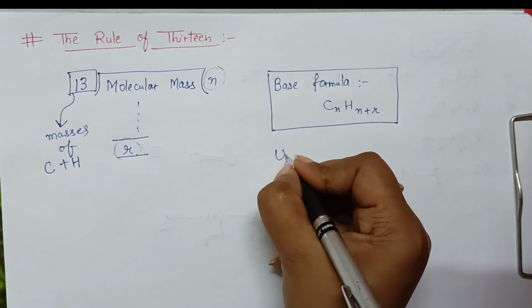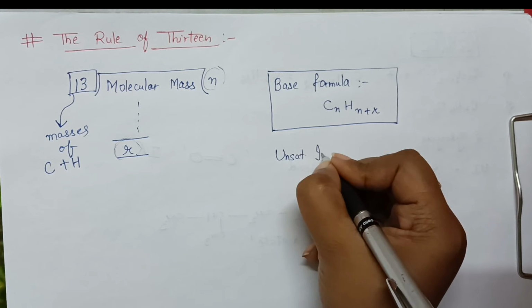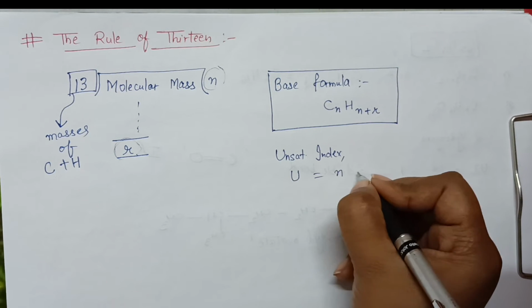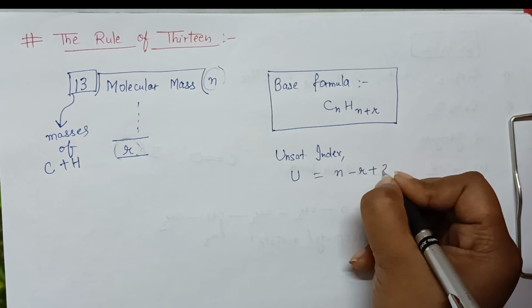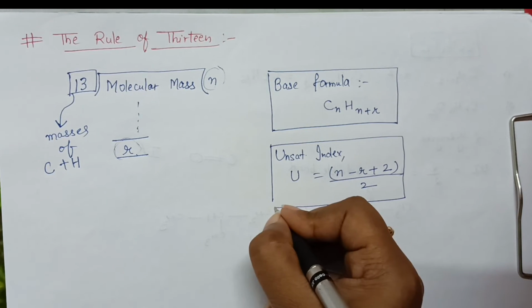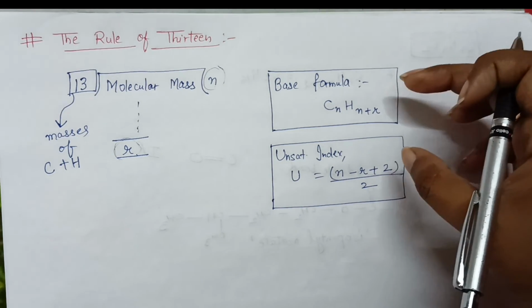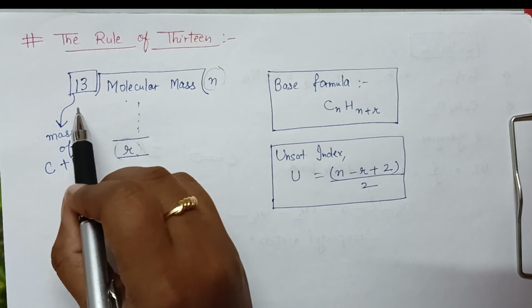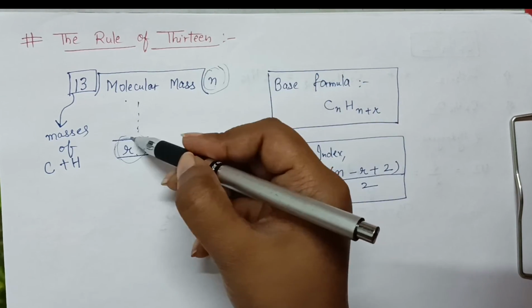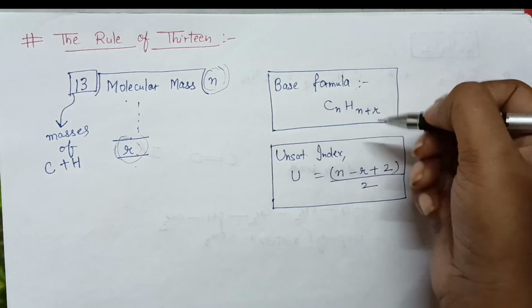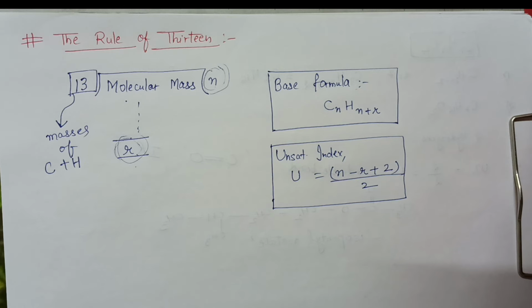After this, we can also determine the unsaturation index, that is U. U will be equal to (n minus r plus 2) whole divided by 2. So this will be the unsaturation index. These are the two important formulas which we are going to use, and before that we have to divide the molecular mass by 13. We will get the values of n and r. Substituting these two values in these two formulas, we will get the base formula and the unsaturation index. So we'll understand this with the help of an example.